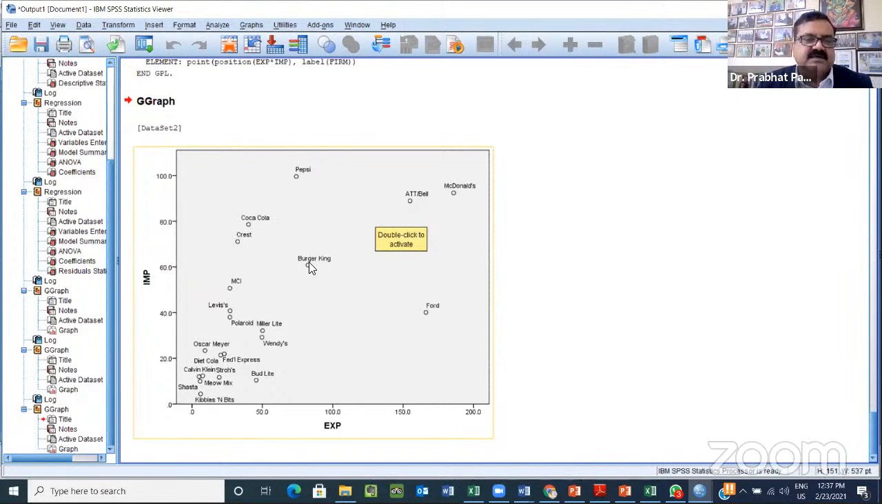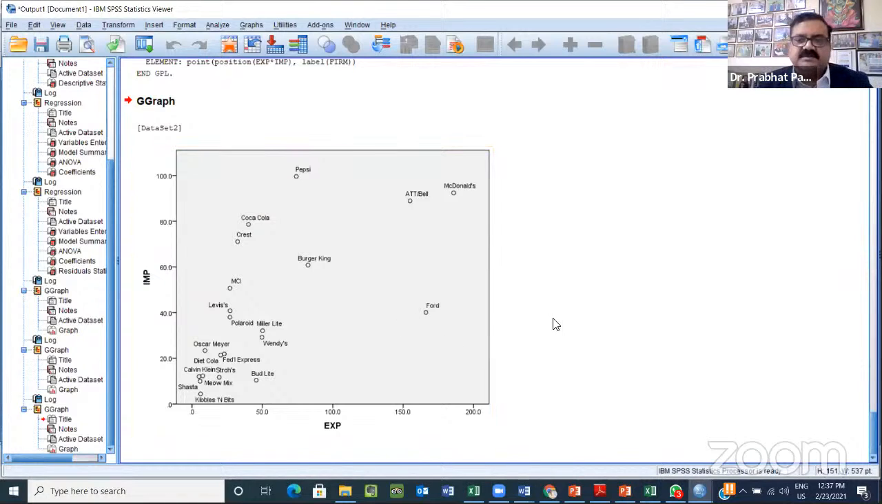If you look at the Burger King again, where it stands, the Ford is very bad because it's spending almost equivalent to McDonald's, but their advertisement retention is far, far less in comparison to all these companies. So this means a very inefficient ad. So something of this sort.